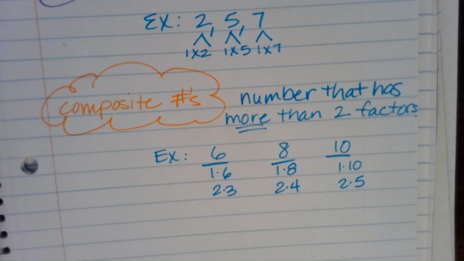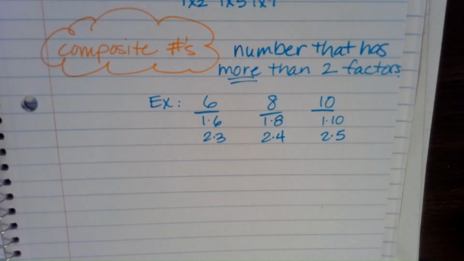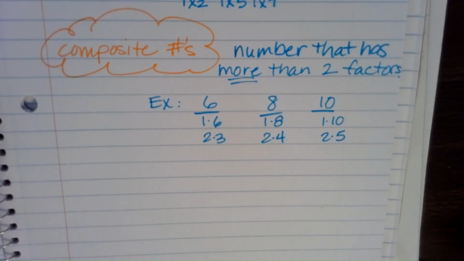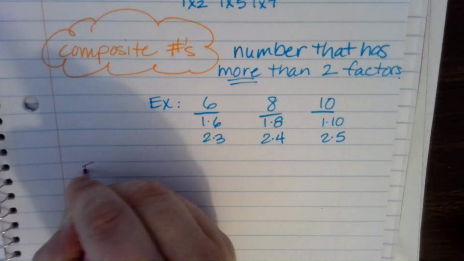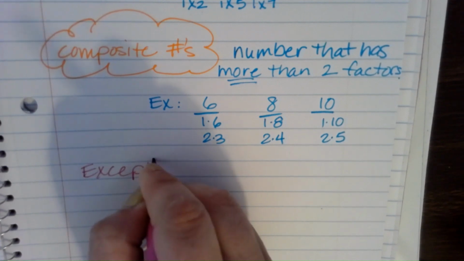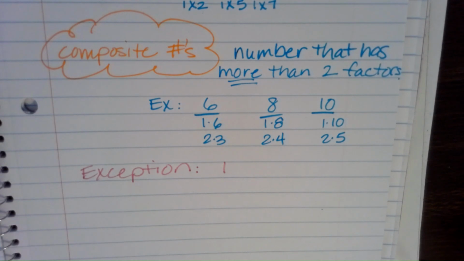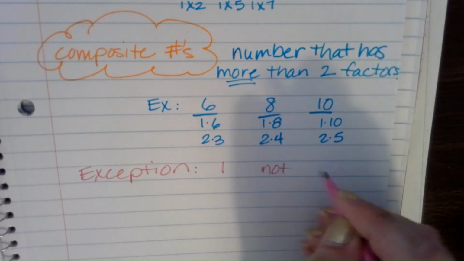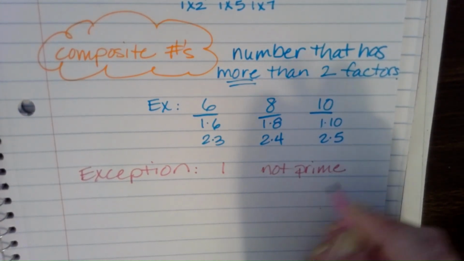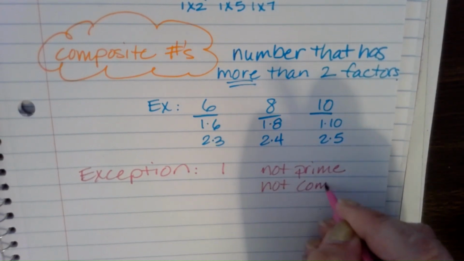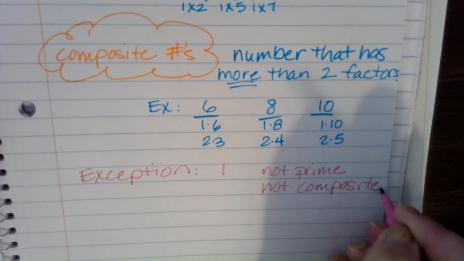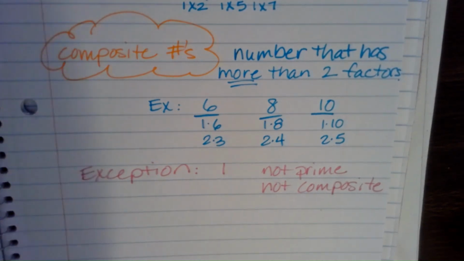Crazy kid. Okay, so the only exception in whole numbers, like we're not going to get into anything more complicated than that in the 5th grade, right? Is 1, okay? All right, so we're just going to write here that the exception to this rule is the number 1, okay? It's not prime. It's not composite. It's just 1. It's special.